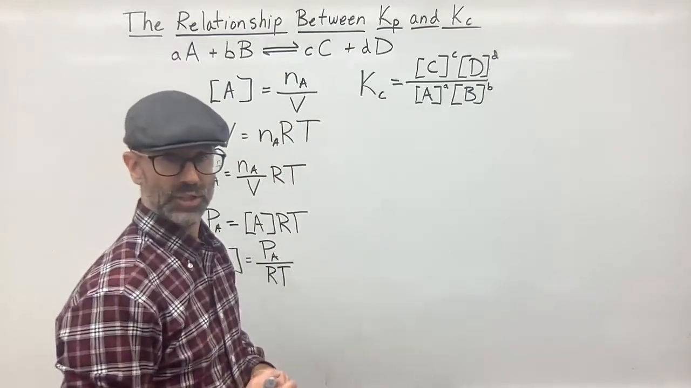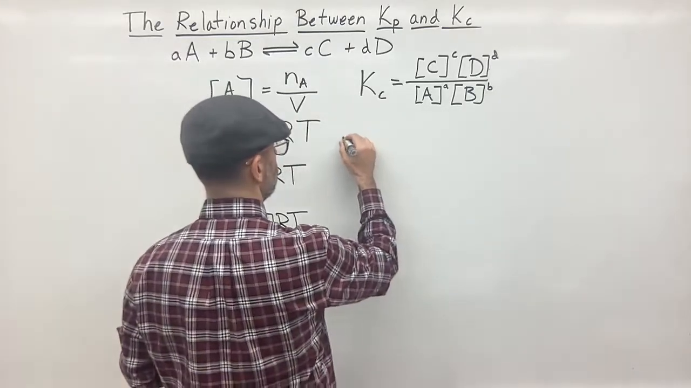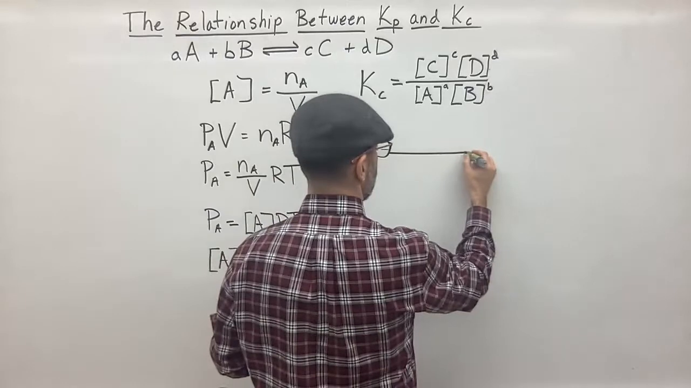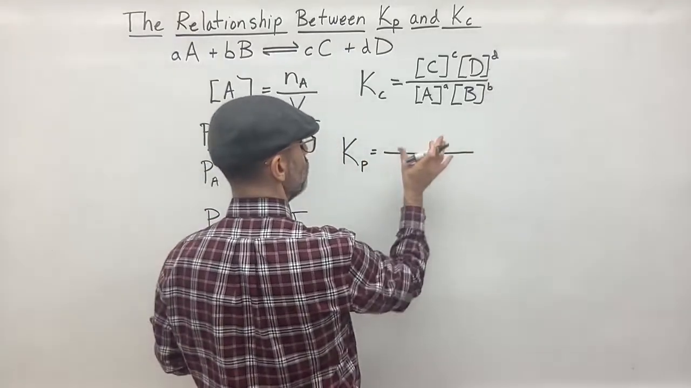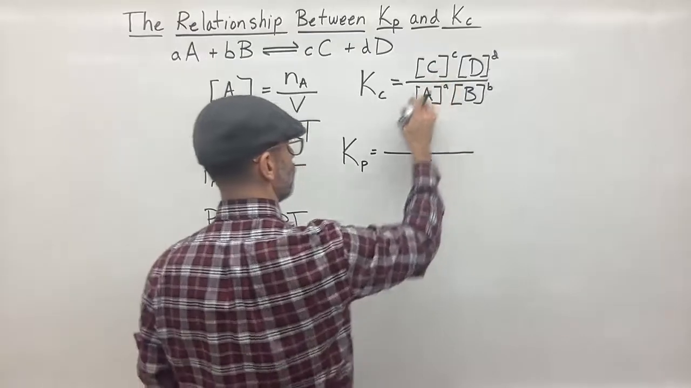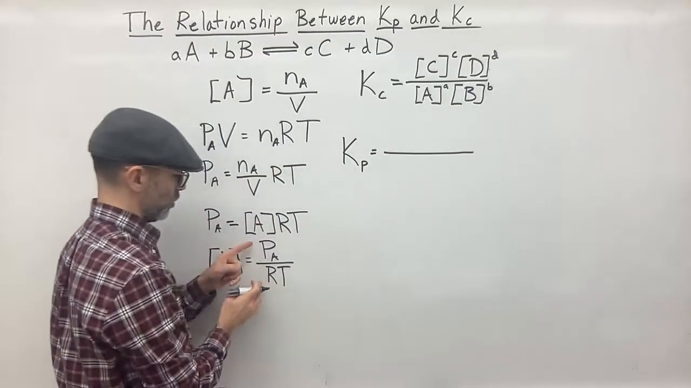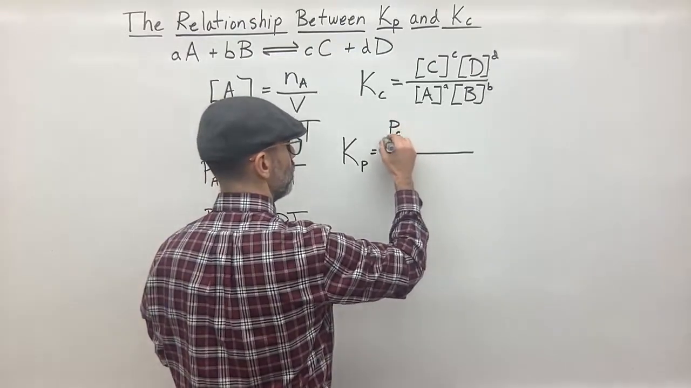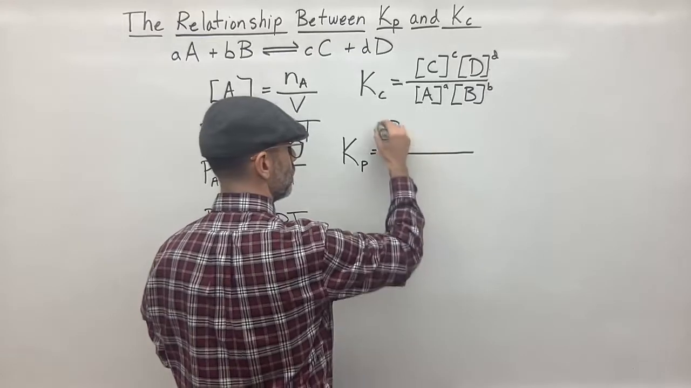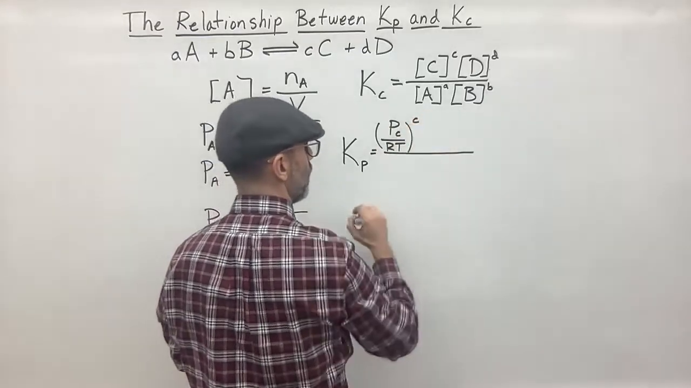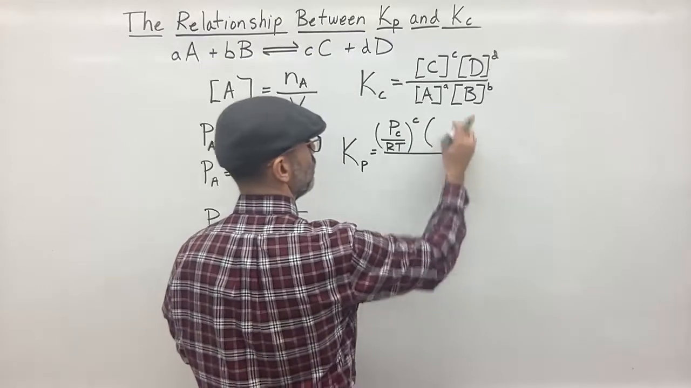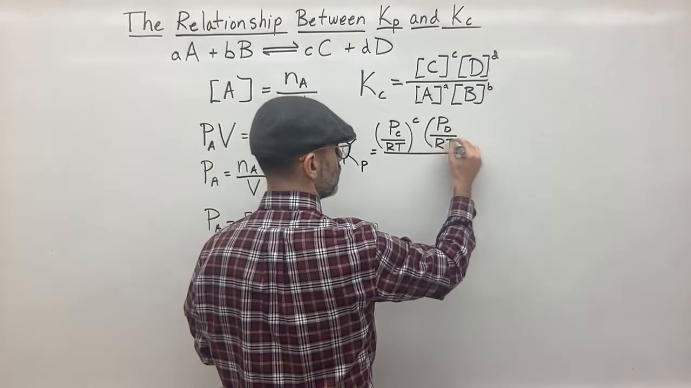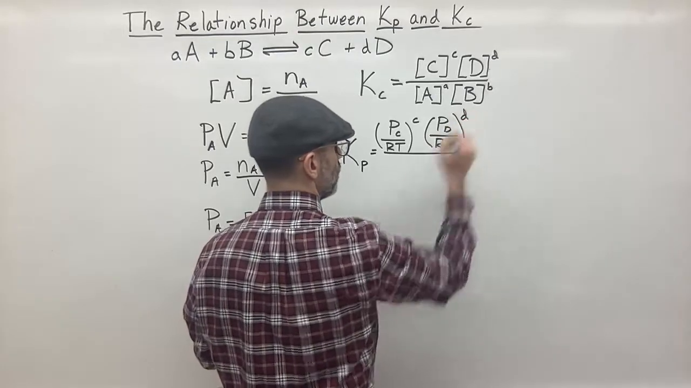So let's see what that looks like. Here we have Kp is equal to, and I'll give myself some room. So instead of the concentration of C raised to the C power, we're just going to put in this expression. It's going to be the partial pressure of C over RT raised to the C power, multiplied by, instead of concentration of D, the partial pressure of D over RT raised to the D power.